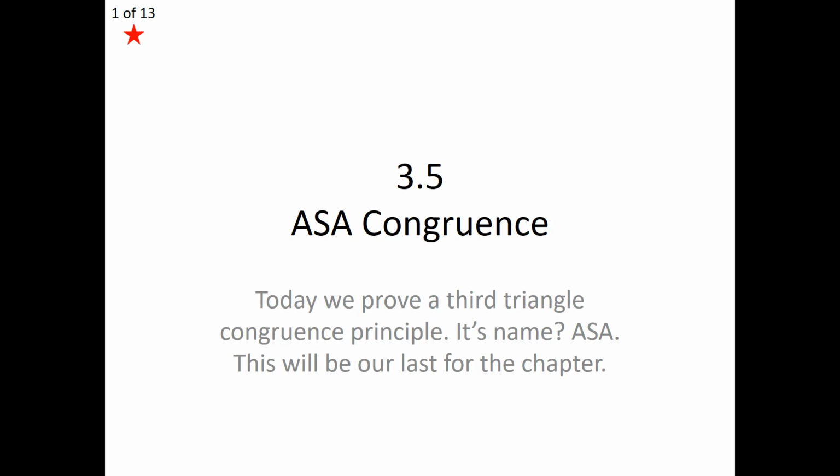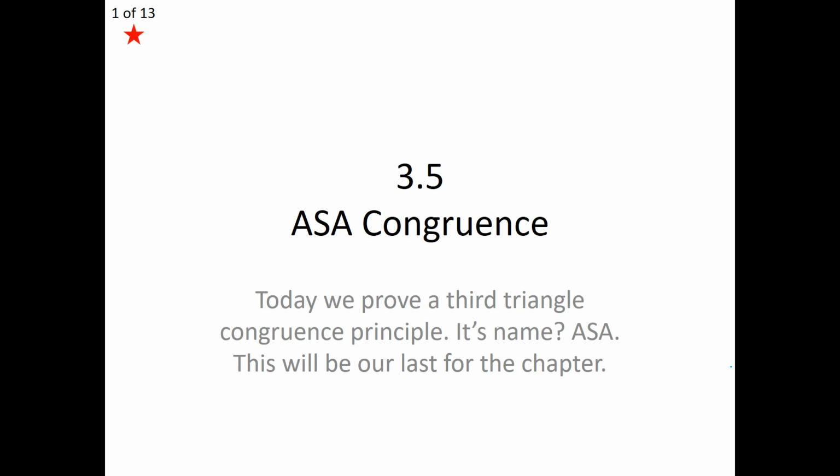Hello, this is Mr. Gummer with 3.5 Angle Side Angle Congruence. We're going to be seeing our last triangle congruence for this chapter. In the next chapter, we'll add a couple more, but for now, we can achieve these three triangle congruence shortcuts in this chapter: side angle side congruence, side side side congruence, and angle side angle congruence.